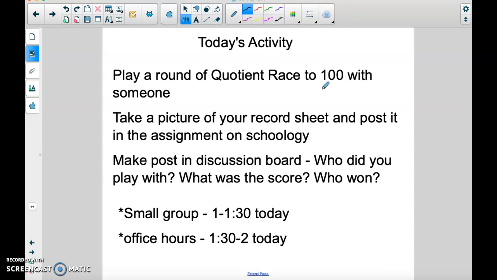Then, guys, make sure you listen to what you have to do. You have to take a picture of your record sheet and your work and post it in the assignment on Schoology, okay? Then I want you to make a post in the discussion board. Who did you play with? What was the score? Who won?